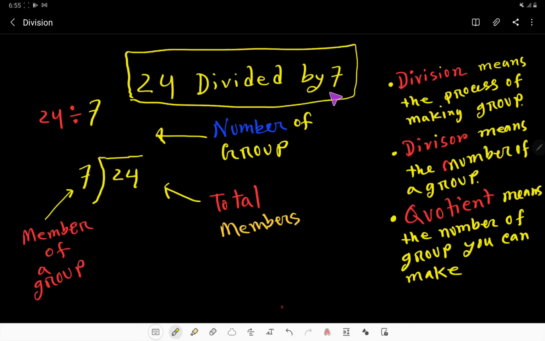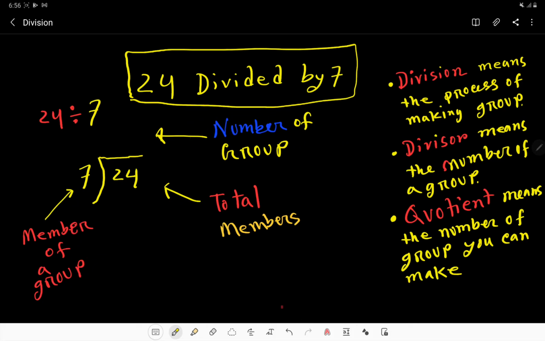24 divided by 7. If I translate this expression, I get 24 divided by 7. Divided by means this division sign. In long form of division, I can write it this way. This 7 here is the divisor. Divisor means members of a group, and dividend means total members. And here we write the quotient. Quotient means the number of groups, and divisor means members of a group.